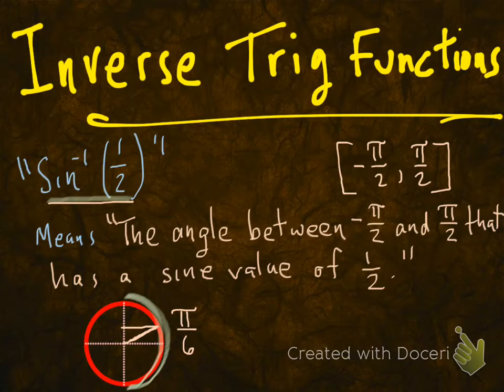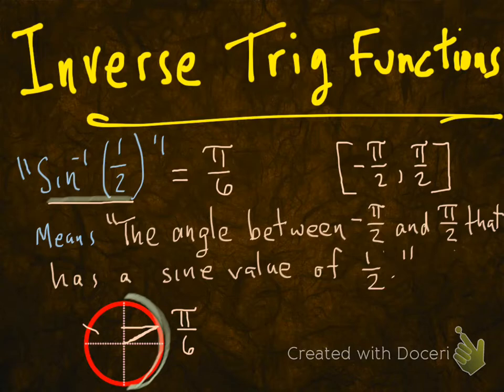It's important to realize that it is only pi over 6, because that's the only angle between negative pi over 2 and pi over 2. There is another angle over here, 5 pi over 6, that has a sine of 1/2, but that is not between negative pi over 2 and pi over 2, so we don't use that one.